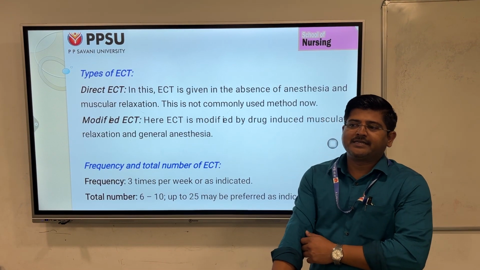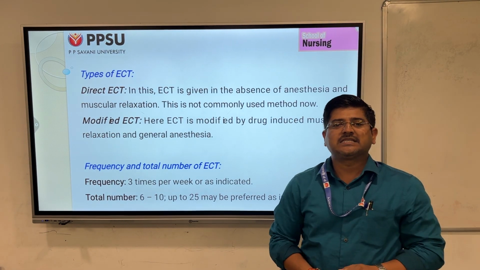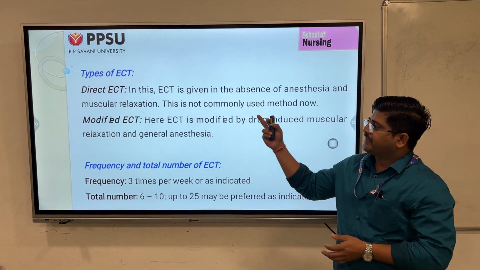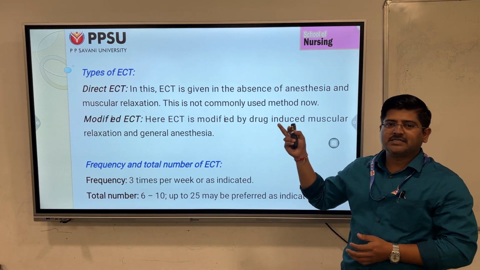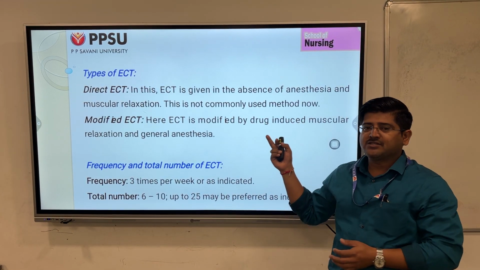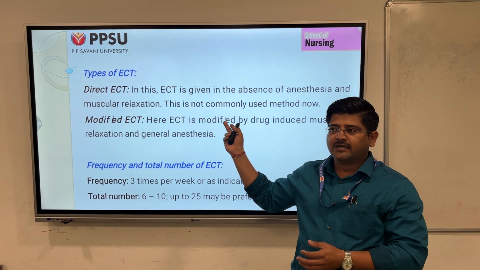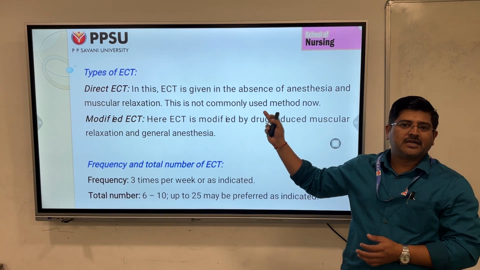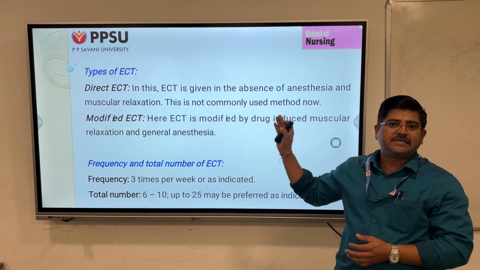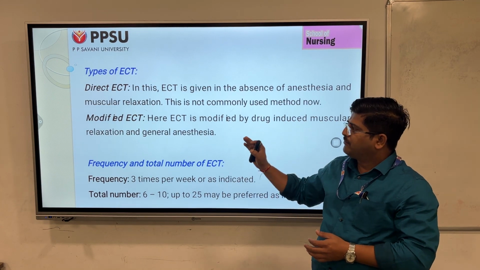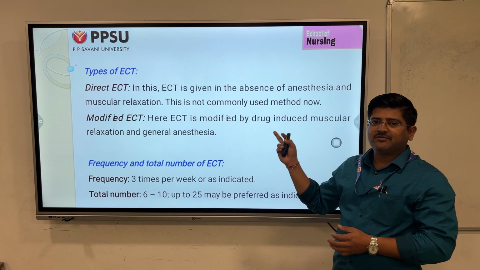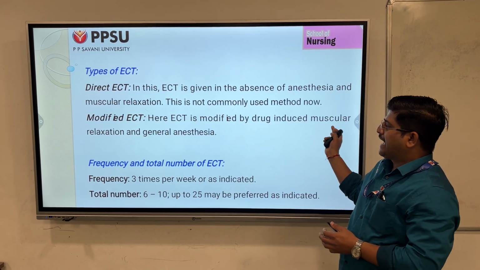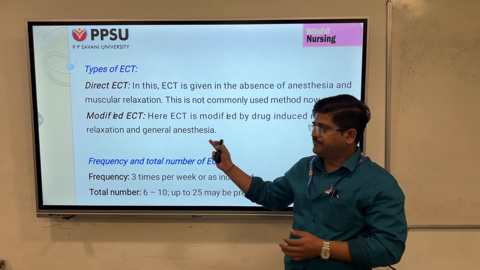Coming to the types of ECT, ECT is mainly classified into two types. One is direct ECT, another one is modified ECT. Direct ECT is ECT given in the absence of anesthesia and muscle relaxant, and currently this method of ECT is not used. But now they are using the modified ECT, where ECT is given under anesthesia as well as muscle relaxation.